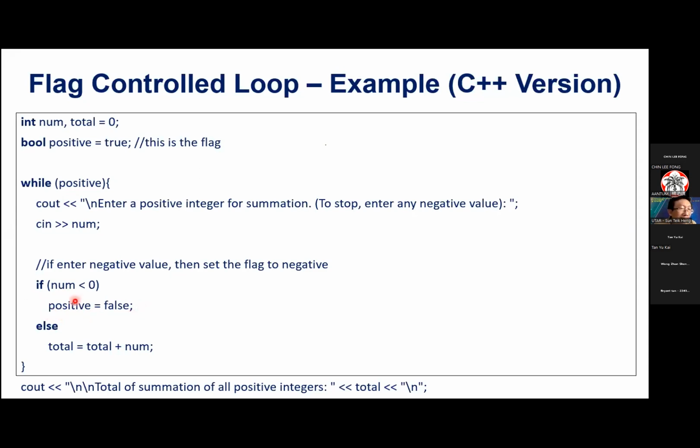Such as in this case here, you can see we set the variable positive to have the value false when num is less than 0. So when your num is less than 0, we set the variable positive to false, and therefore the while loop will terminate, because the condition here will be false. Okay, so this is a flag.